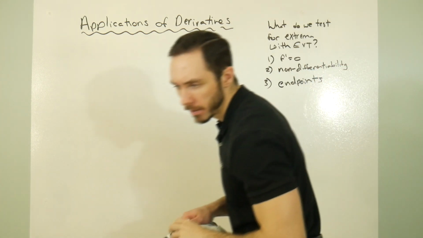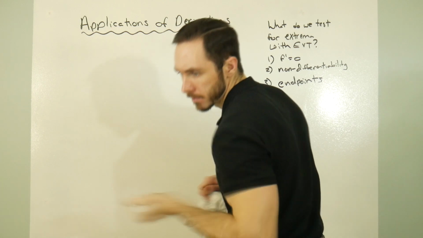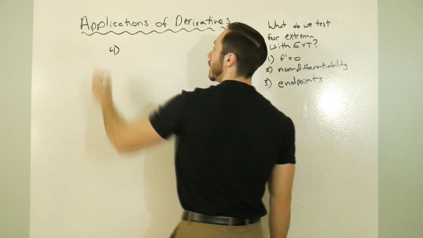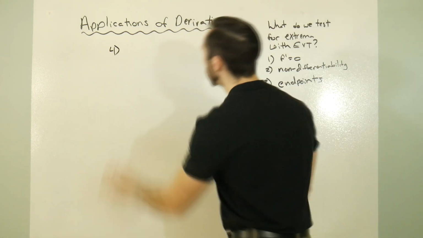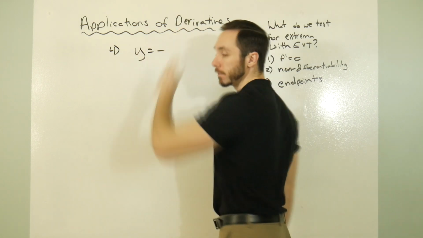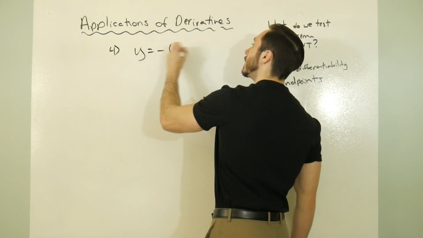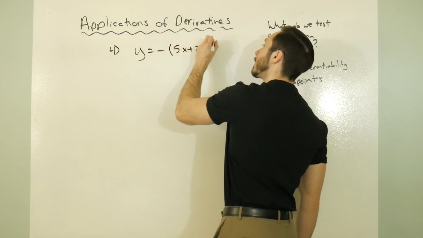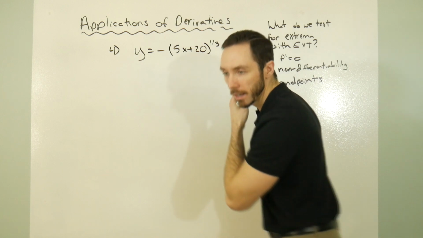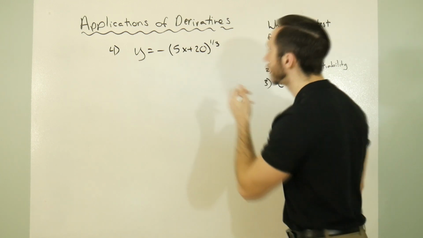Okay, looking at the next one, we'll call it number 4, like I said. We're dealing with y equals negative 5x plus 20, all to the 1/3. And this will be on the interval from -5 to -2.